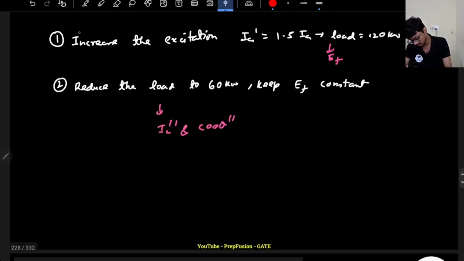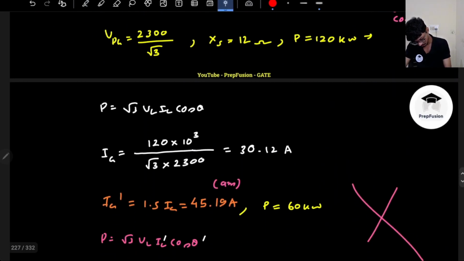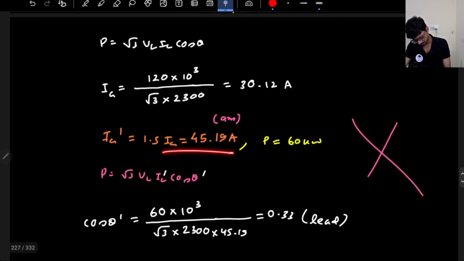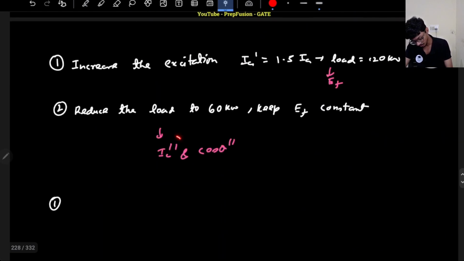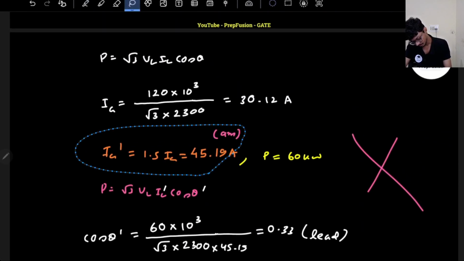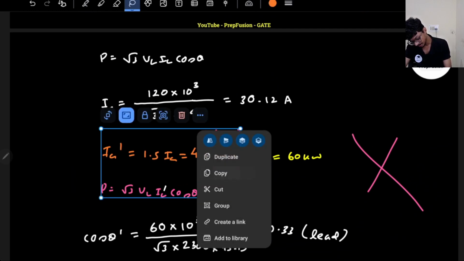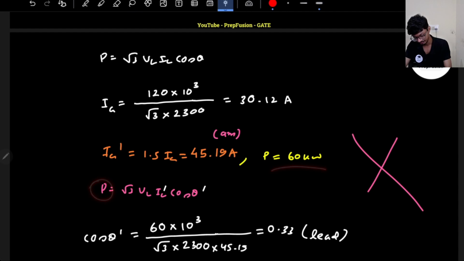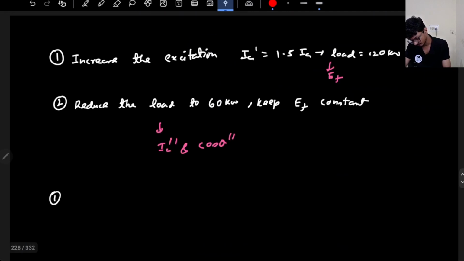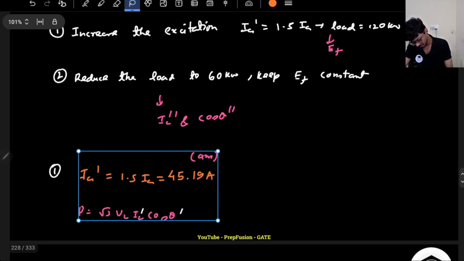So let us first do the first case. In the first case, everything will be the same here, same calculation. This will not change. This is correct only. Here also this is correct, but this is IA dash, and I have to find out IA double dash and cos theta dash. So IA dash is correct, and cos theta dash is also correct. But remember, your power is constant here. Power is not 60. Power is still 120.